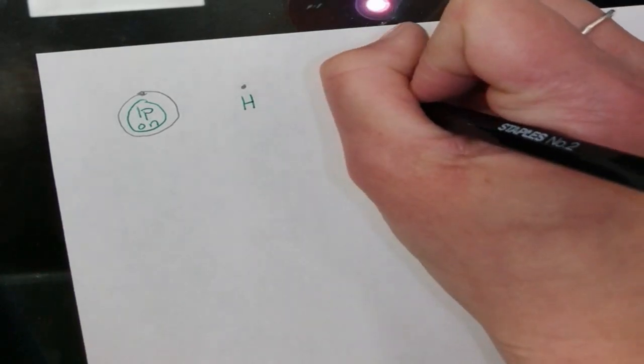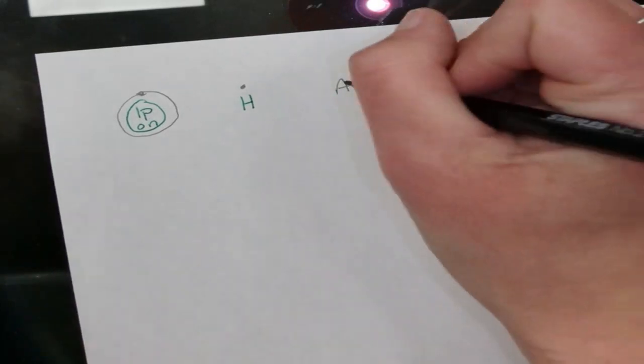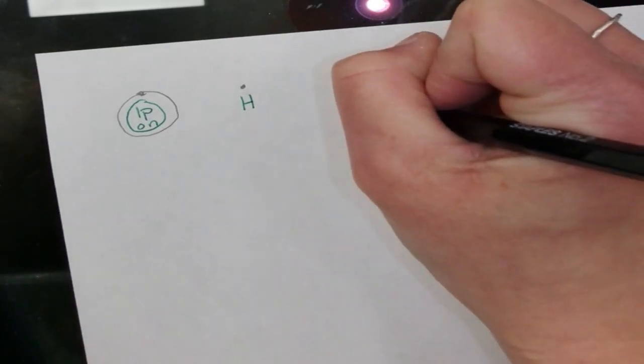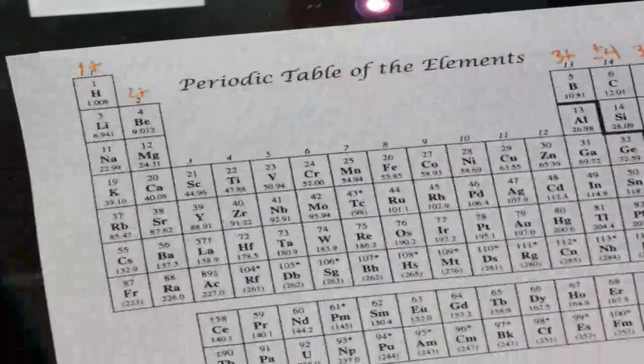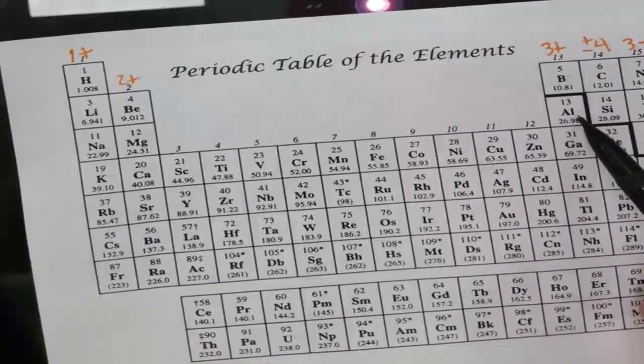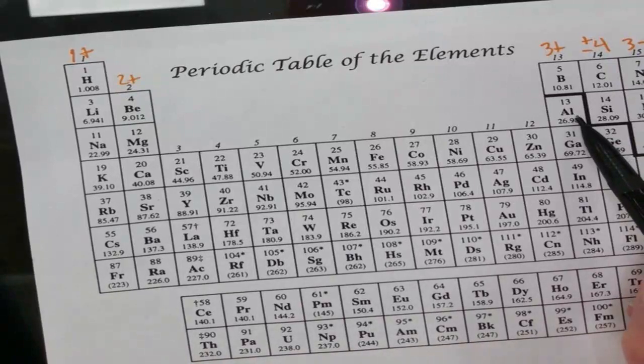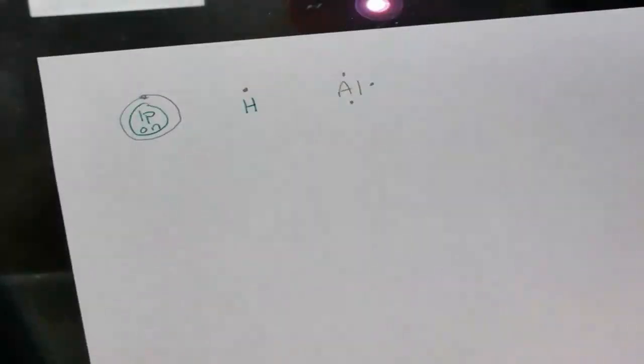So let's look at our second example, Al. That has 3 valence electrons, so 3 dots. And remember, aluminum is in group 3A. It has 3 valence electrons. Now, we're going to skip down to draw the Lewis structures for the ions.